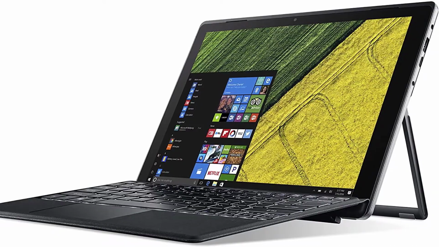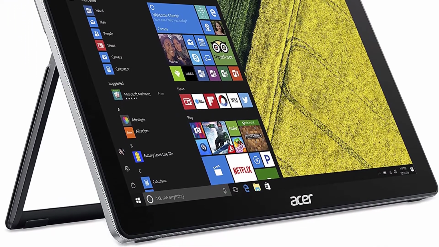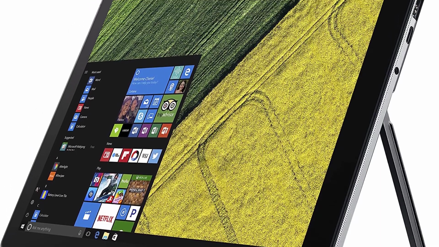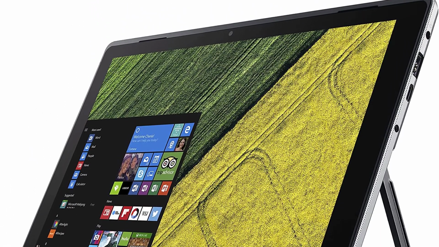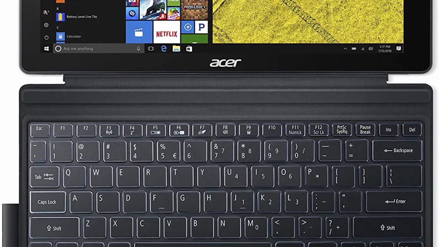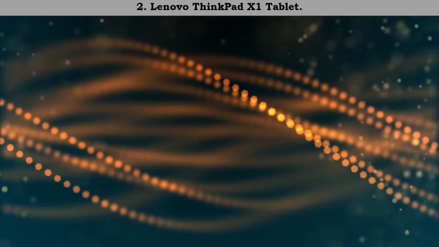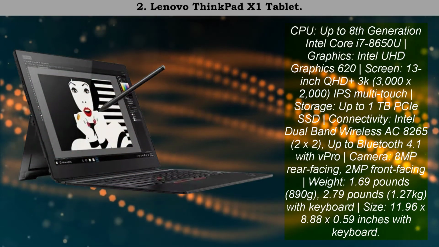Price increase aside, this tablet is still one of the best Windows tablets, not to mention best performing, out there, and it's the perfect solution for students and professionals who don't want to buy into the Surface trend. Number 2. Lenovo ThinkPad X1 Tablet.